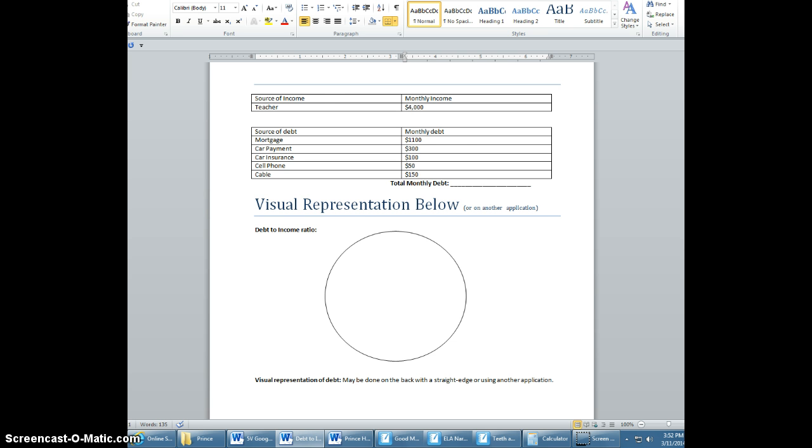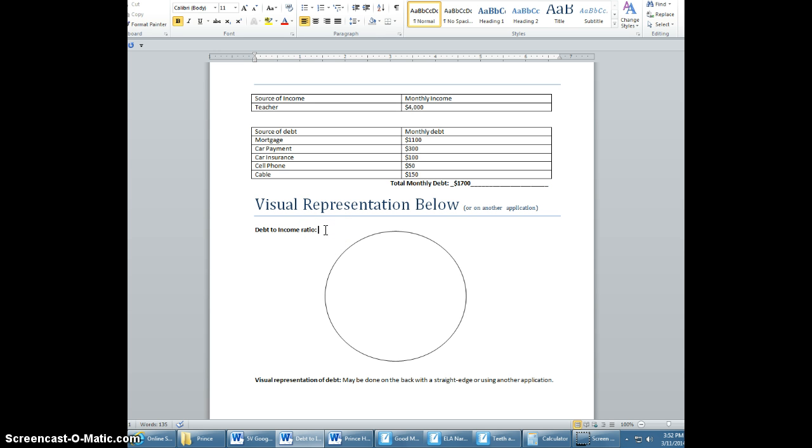So what we want to do is compare our debt, our total debt, to our total monthly income. I want to add up the debts. 1,100 plus 300 is 1,400, plus another 100 is 1,500, plus 50 is 1,550, plus another 150 is $1,700. Wow. So I make $4,000 a month, yet I have to pay $1,700 in debt. In other words, I'm really not bringing in $4,000 every month, am I?